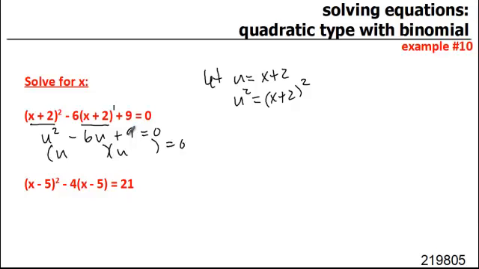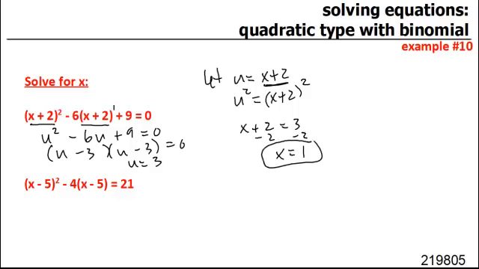Okay, the two factors of positive 9 whose sum is -6 is -3 and -3. So you get your u value to equal 3, and if you substitute that back in, x plus 2 is equal to your 3. Solve, you get x is equal to 1. And again, a really quick and easy solution to your problem, rather than having to go through, expand it, combine like terms, and so on.